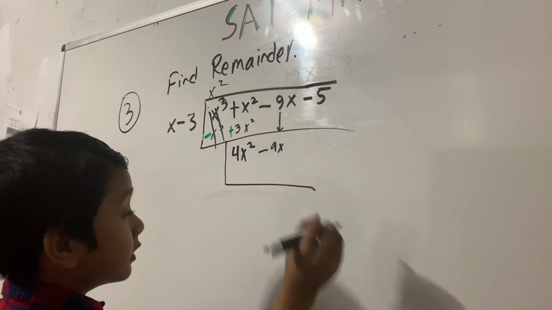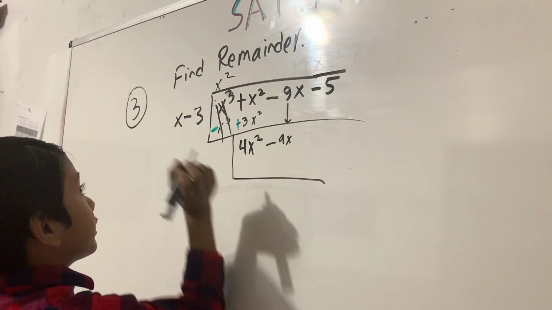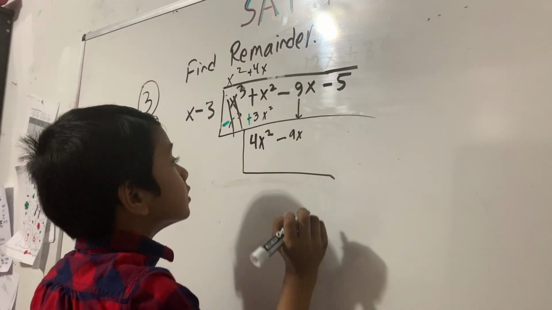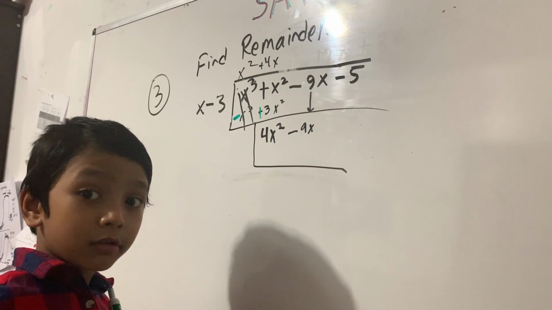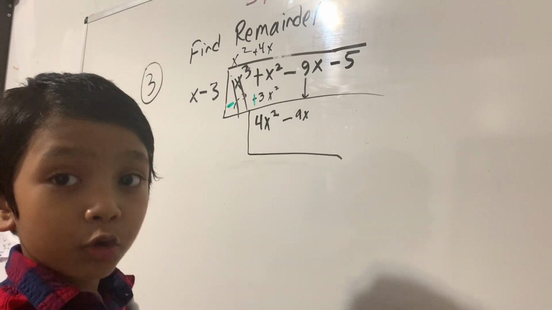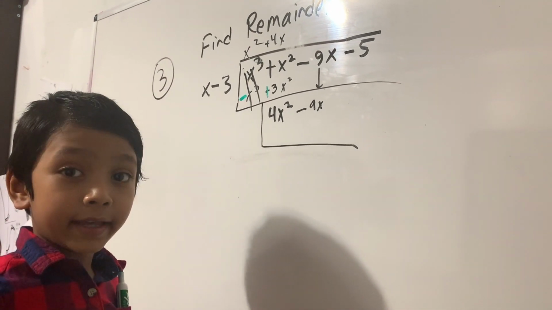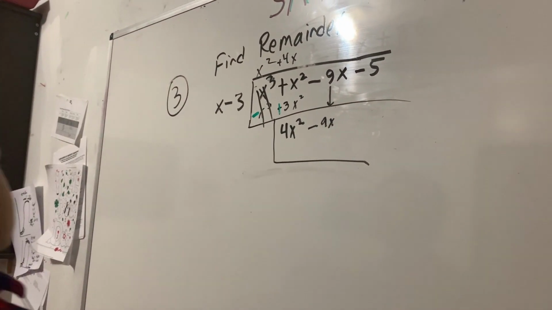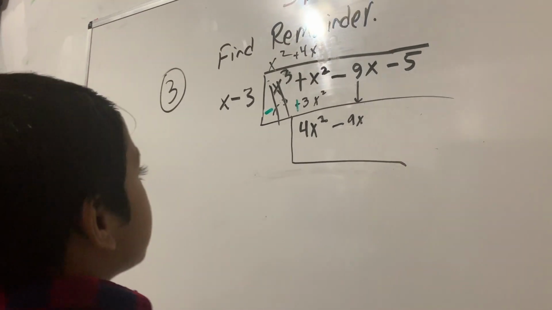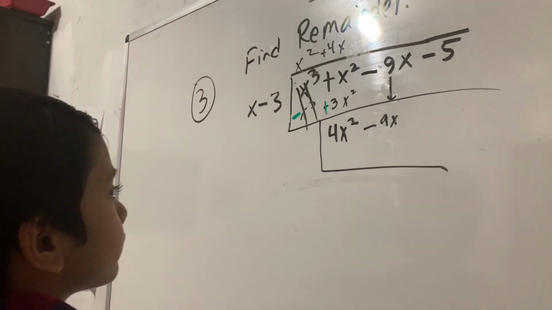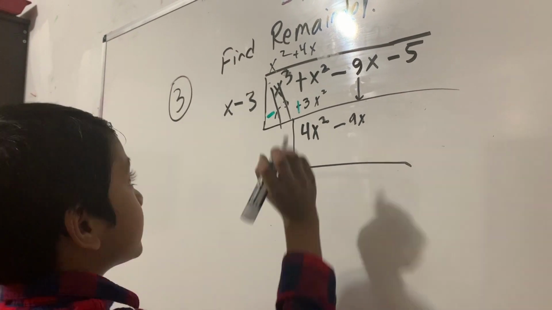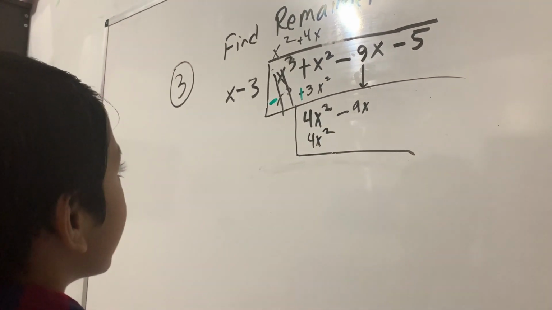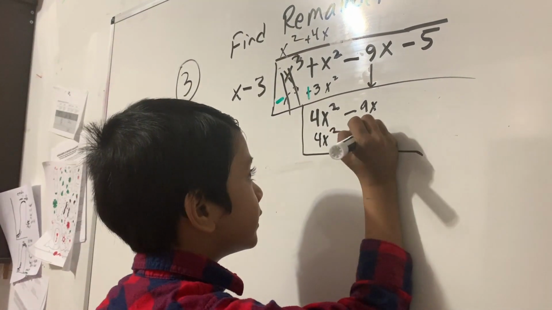Now what do you do? Well, it's simple. 4x² divided by x, you get 4x. You can also use the remainder theorem on this problem too, but let's do it the complicated way. So x² plus 4x. So x times 4x is 4x². And minus 3 times 4x is minus 12x.